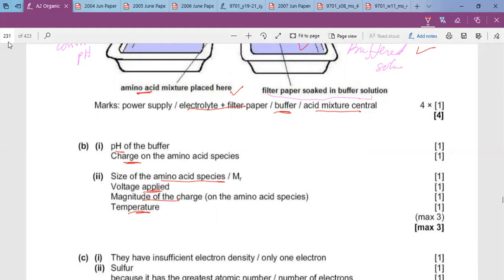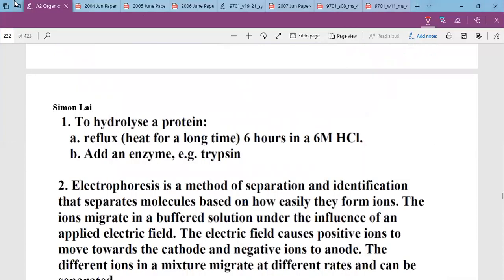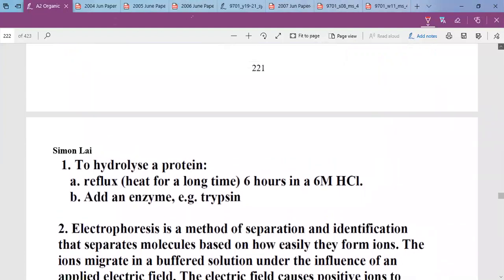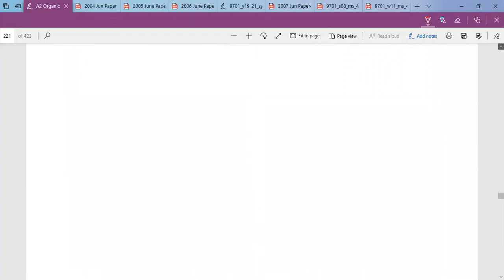Now let's go back. I've talked to you about this. I want you to go back and read it, as I don't have time to go through all of it. Read the notes on electrophoresis, page 221. Here are all the notes on electrophoresis. You can see it starts here like that.